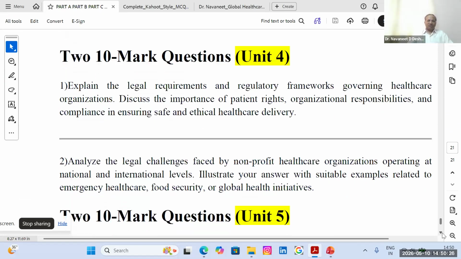The unit four first question is, explain the legal requirements and regulatory frameworks governing the healthcare organizations, discuss the importance of patient rights, organizational responsibilities, and compliance in ensuring safe and ethical healthcare delivery. Analyze the legal challenges faced by nonprofit healthcare organizations operating at national and international levels. Illustrate your answer with suitable examples related to emergency healthcare, food security, and global healthcare initiatives.